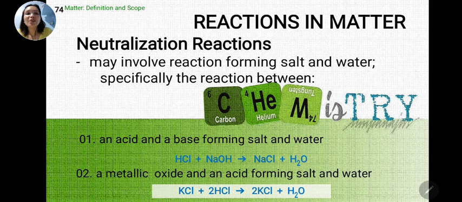Next is a metallic oxide and an acid forming salt and water. So this one is a salt, potassium chloride, and water. So from potassium chloride plus hydrochloric acid, you will form a salt, which is potassium chloride and water.